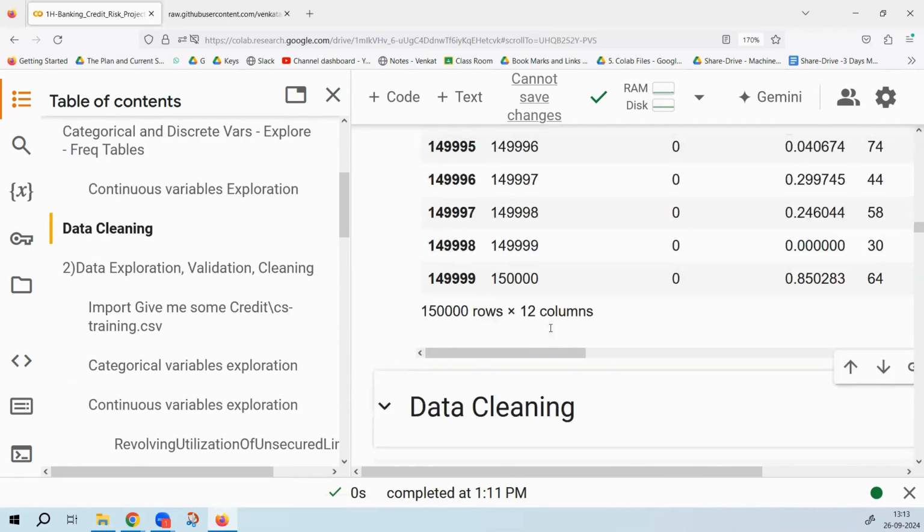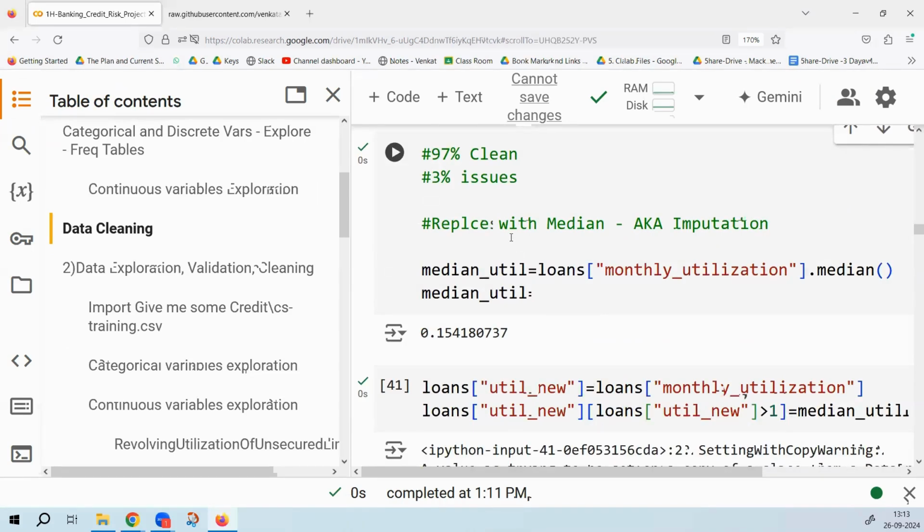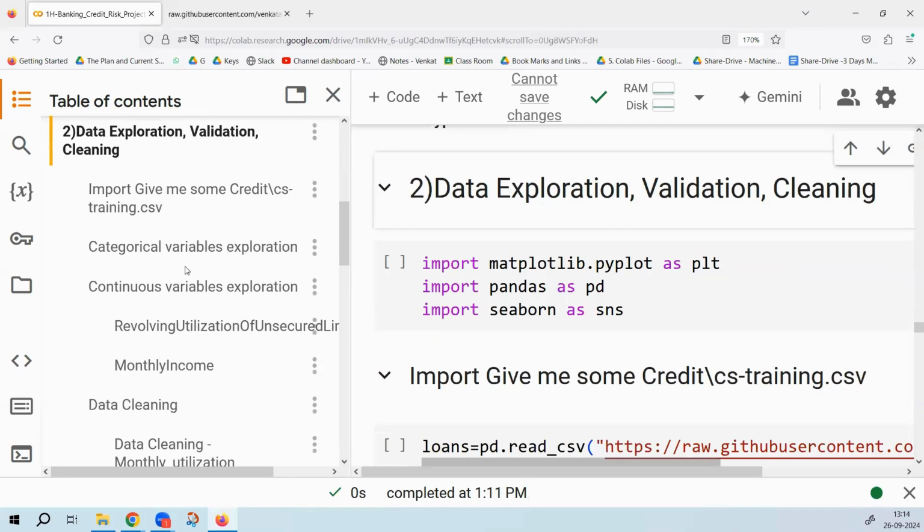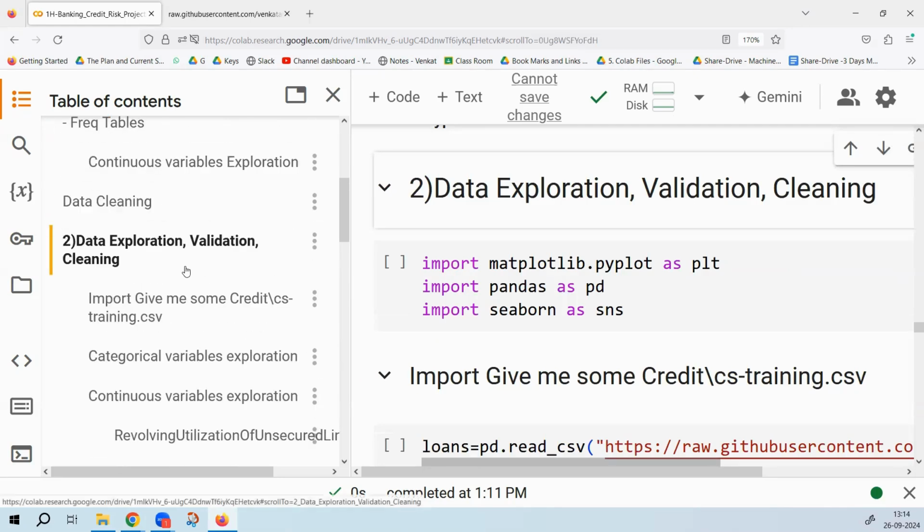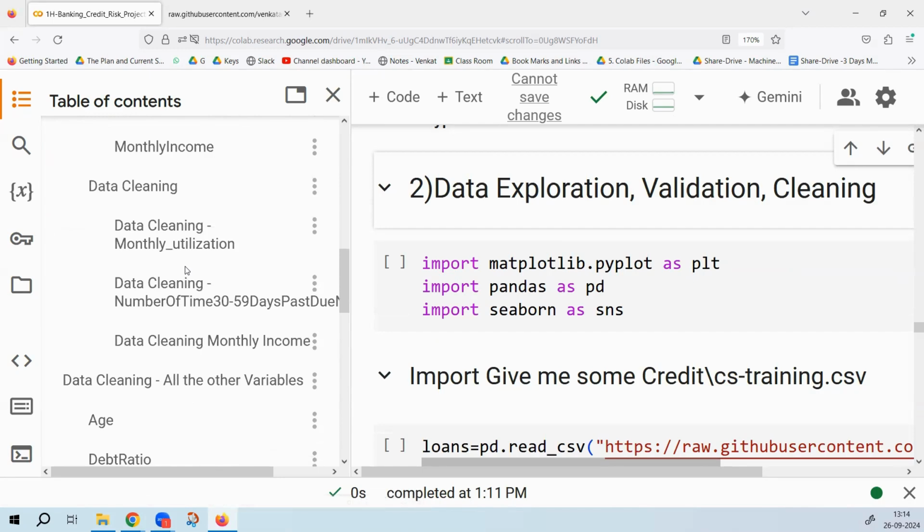You have a variable called monthly utilization, which has 3% issues. Some of the values are going very high. Explain a couple of methods of cleaning that you have done. You have used imputation in some places. In debt ratio, you have used imputation as well as flag variable creation, etc. So that was one of the biggest challenging parts. It took a lot of time for me. You can explain in that manner.